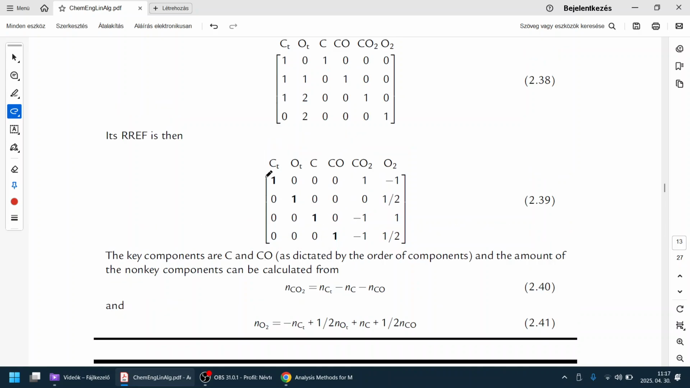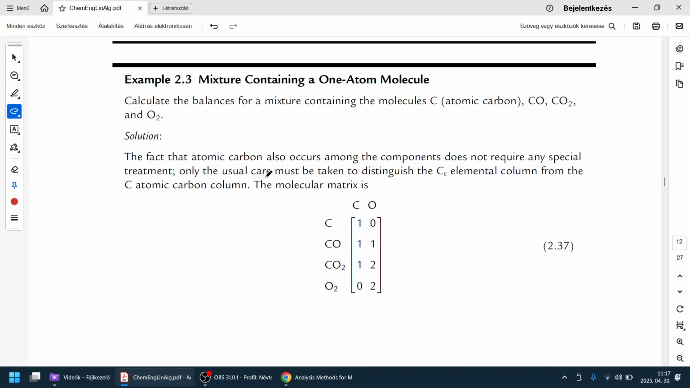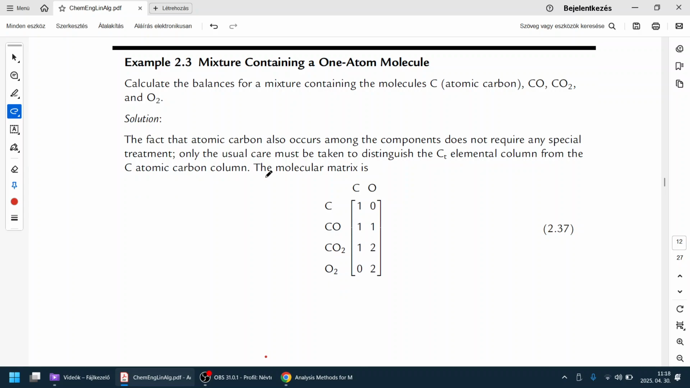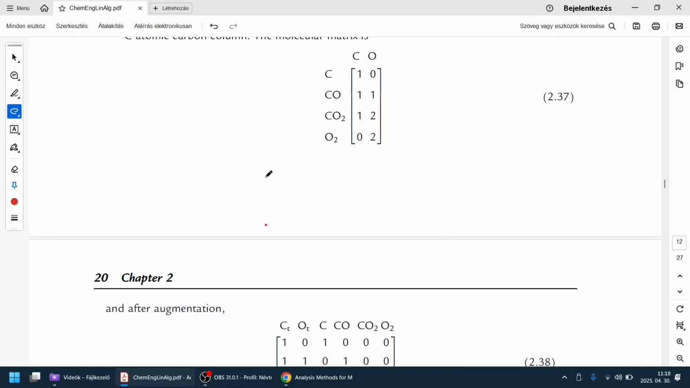I think you might be right. No. It's a mixture containing atomic carbon. Okay, and then no, it's something else. So it's like the total moles of carbon minus the moles of atomic carbon minus the moles of carbon dioxide will equal the moles of CO2 in the mixture. I think that's what that equation is saying.